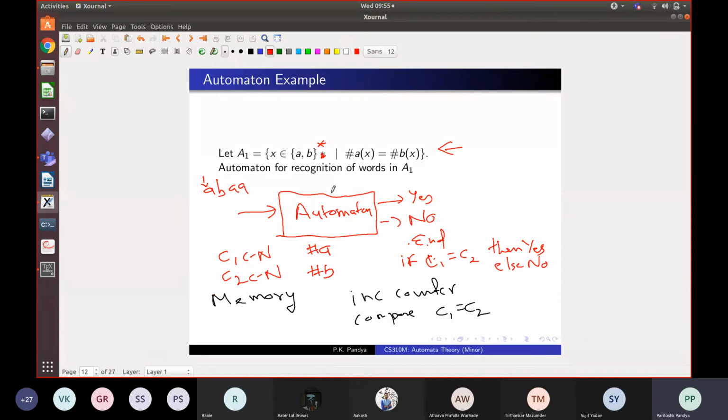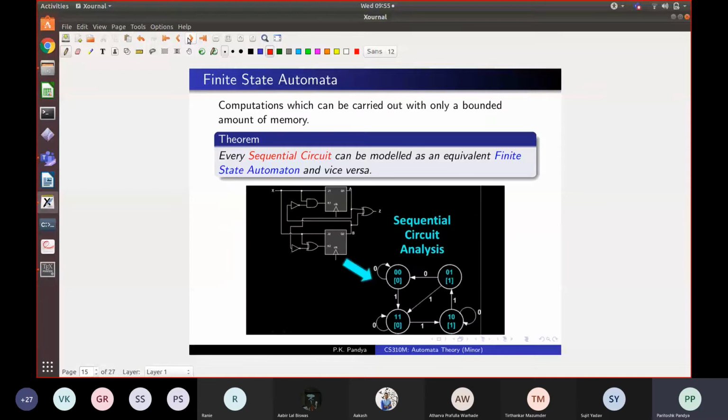And they should exactly accept those words which belong to the language and reject those which are not in the language. So we solve the language recognition problem by building automata. Okay. Questions so far? Okay. There seems to be no question. You can ask any time.